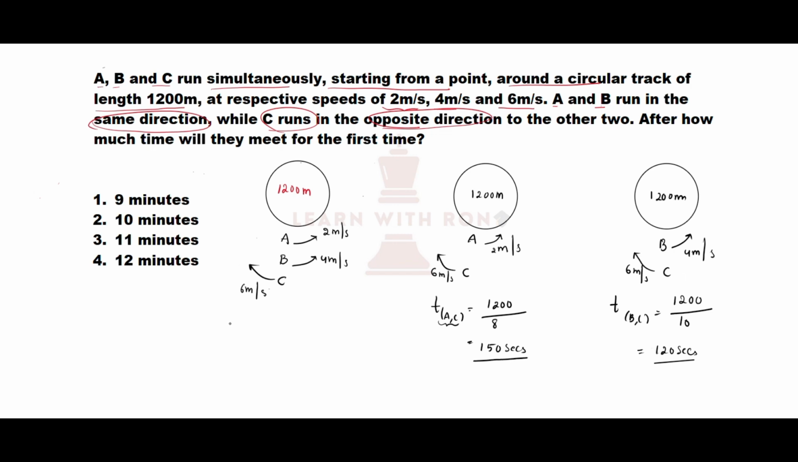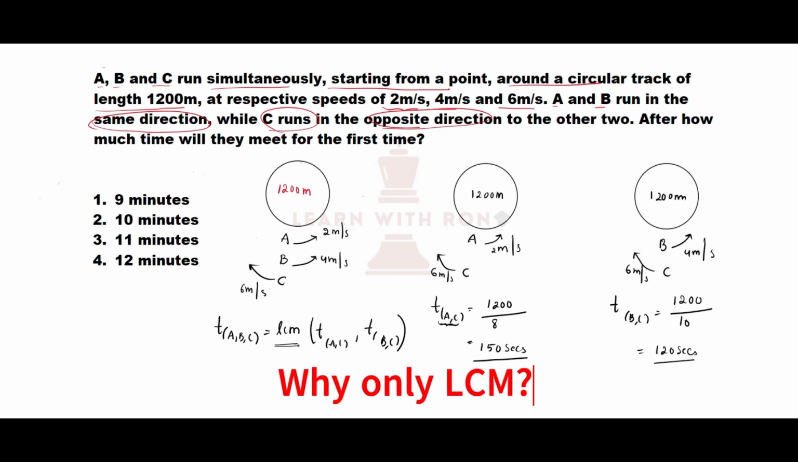Okay. Now, we have to find the time where A, B, C meet for the first time. So, we have to simply calculate the LCM of the time where A and C meet for the first time and the time where B and C meet for the first time. Now, tell me why we are calculating LCM here. Let me explain.